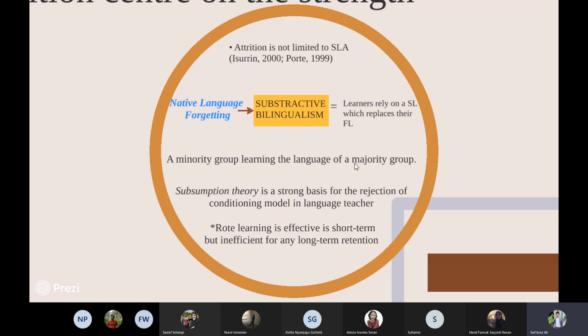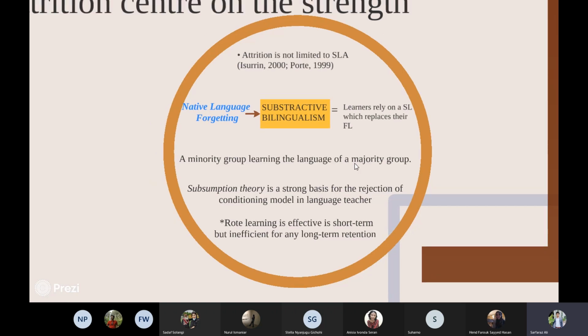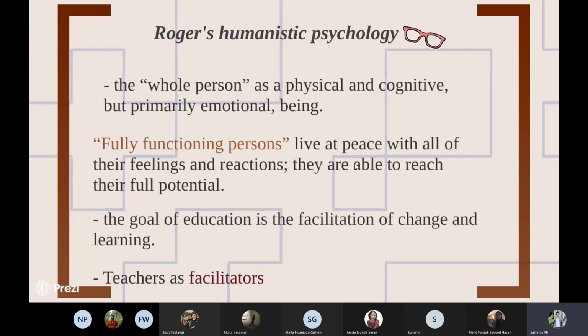So a minority group learning the language of a majority group may be a reason. Secondly, subtractive theory is a strong basis for the rejection of the conditioning model in language teaching. And lastly, rote learning is effective in the short term but insufficient for any long-term retention. So this is, I hope, clear to you all. And let's move to another theory, which is given by Rogers.